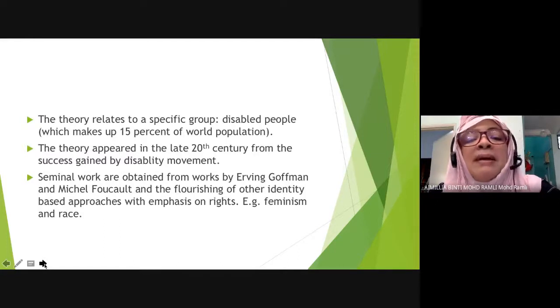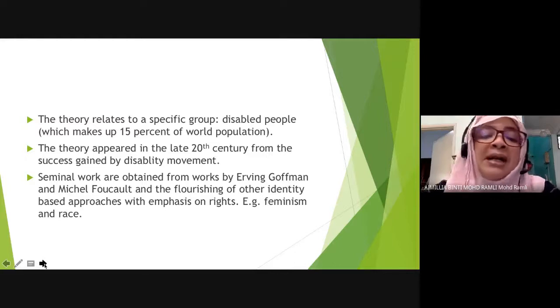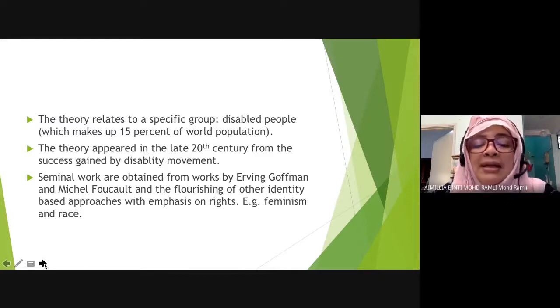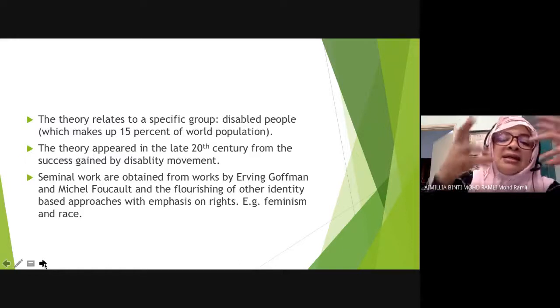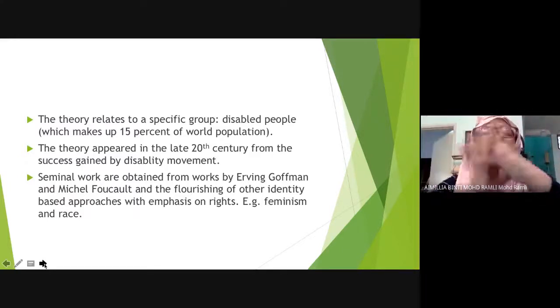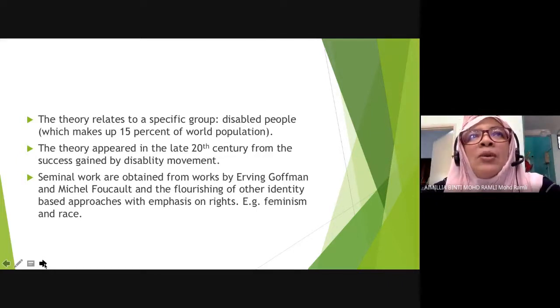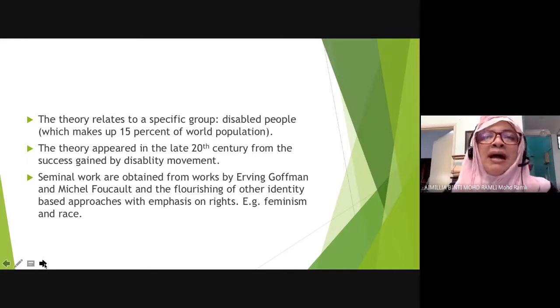So the theory relates to a specific group, disabled people, which make up 50% of the world population. The theory appeared in the late 20th century from the success gained by the disability movement. Seminal works are obtained from works by Erving Goffman and Michel Foucault, and the flourishing of other identity-based approaches with emphasis on rights. Feminism, we have race, non-Western versus Western, feminism, male versus female. So disability studies is one of the movements caused by the fight for equality.